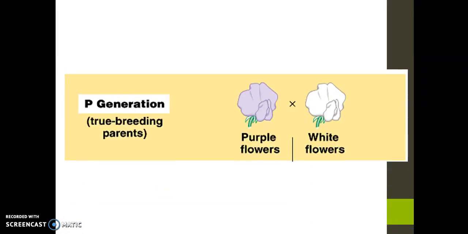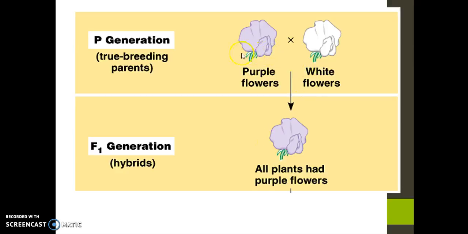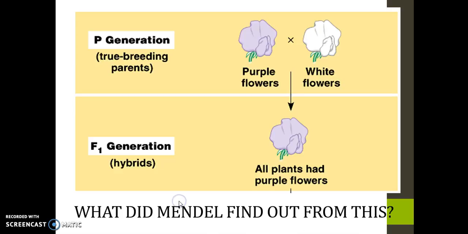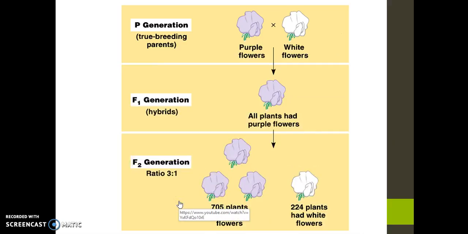So here's an example of a P generation. We're going to cross a purple flower with a white flower. And something else here, these are called true breeding, because both of these are going to be a homozygous genotype. Whenever he crossed these flowers, you saw it in the F1, they were also going to have purple flowers, and these are considered hybrid because they would have the heterozygous genotype. So then when he crossed 2 from that F1 generation, this is what he ended up with, a 3-to-1 ratio.